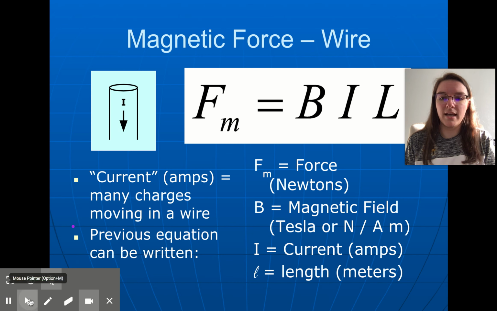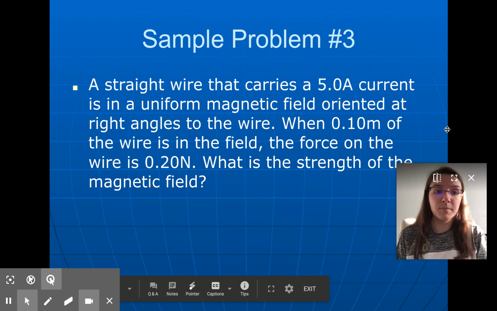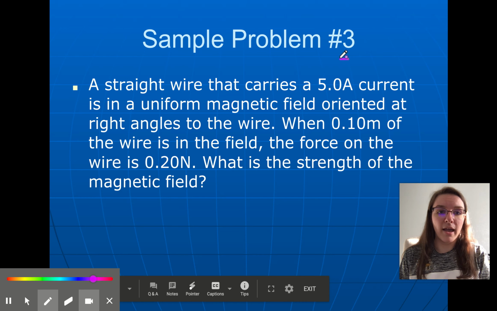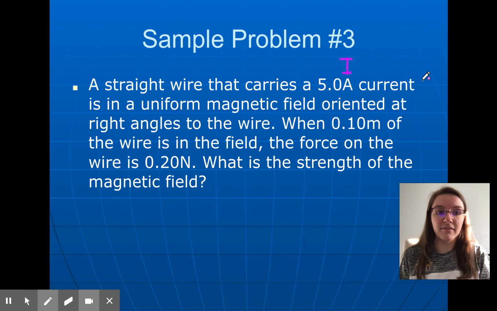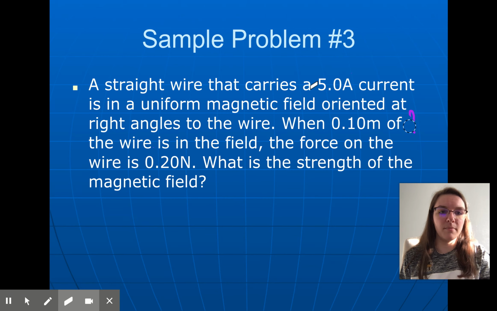So if I'm looking at this sample problem, I've got a straight wire carrying 5 amps of current. That is my I. In a uniform magnetic field oriented at a right angle. Remember, when things are at a right angle, you have the highest force, and it makes things easier if I think back on that right-hand rule. When 0.1 meters of wire is in the field, that's my L, the force is 0.2 newtons. So for my equation, F equals BIL, I've got my F, I've got my I, I've got my L. I can rearrange to solve for B, the magnetic field.